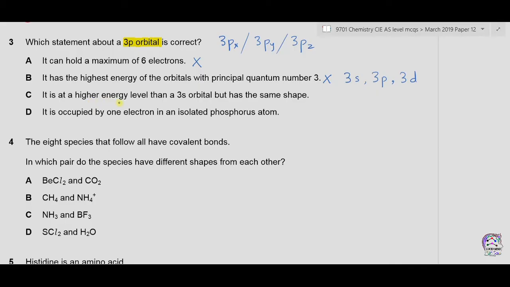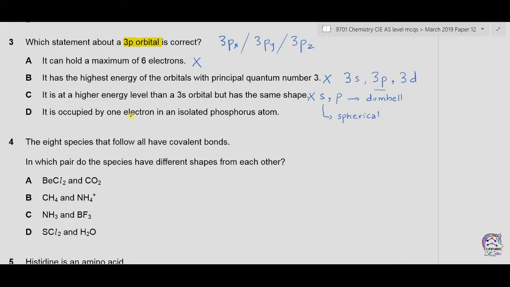C. It is at higher energy level than a 3s orbital but has the same shape. The first part of this statement is correct because 3p has higher energy as compared to 3s, but the shape is not the same as 3s is s orbital and 3p is p orbital. S orbital is spherical in shape and p orbital is dumbbell in shape. So this is incorrect.